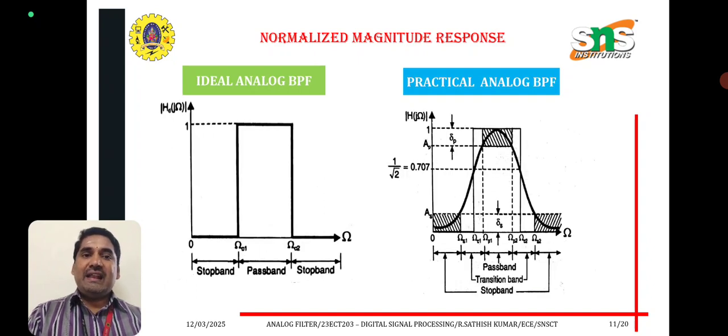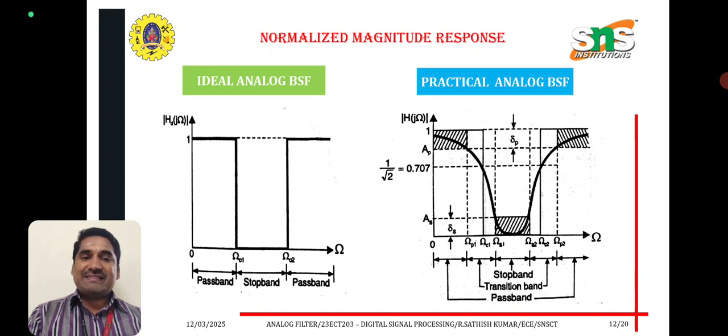This is the ideal analog band pass filter. Band pass filter means we pass only a band of frequencies. Remaining all others we can stop. The practical analog band pass filter is shown with respect to transition band.